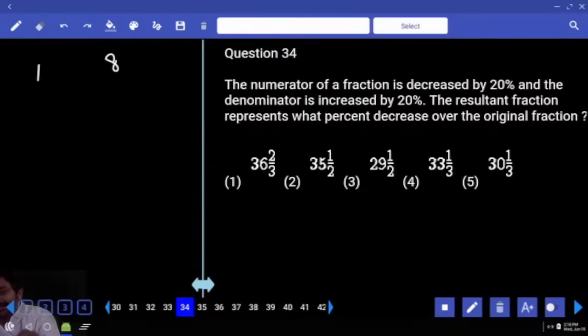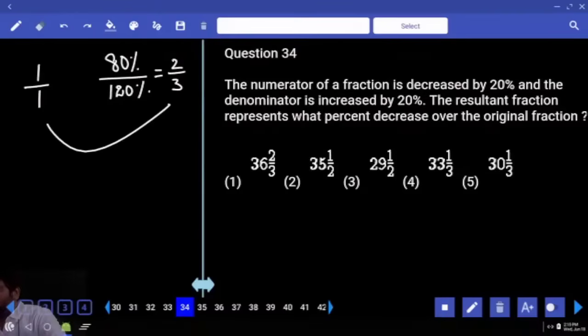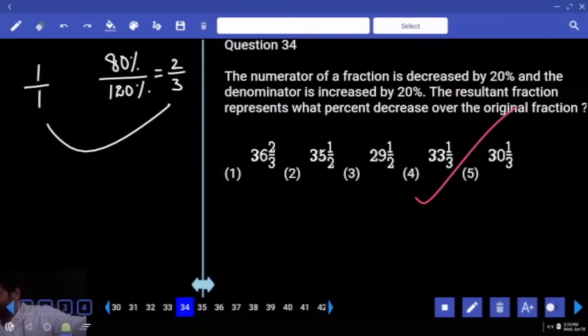The numerator decreased by 20% becomes 80%. The denominator increased by 20% becomes 120%. 80 by 120, simplified value. Initial value 1 by 1. Now it became 2 by 3. Decreased by 1 by 3, in terms of percentage, 33 1/3%.